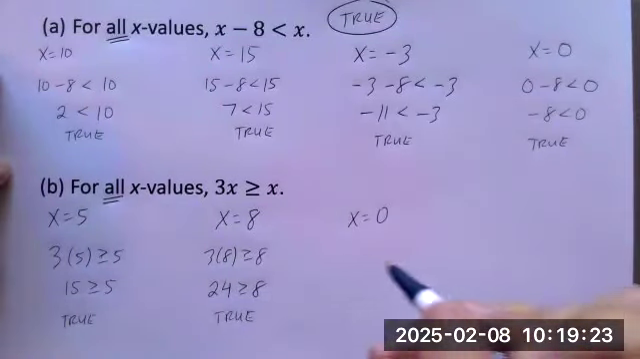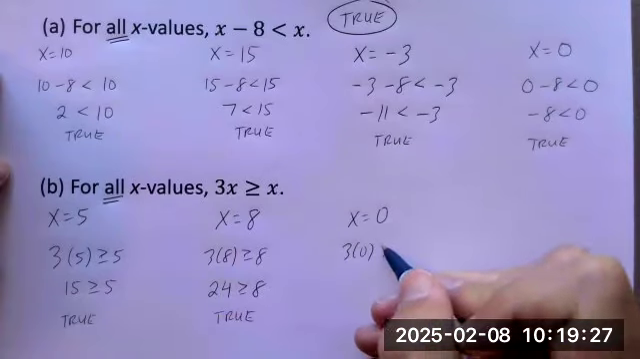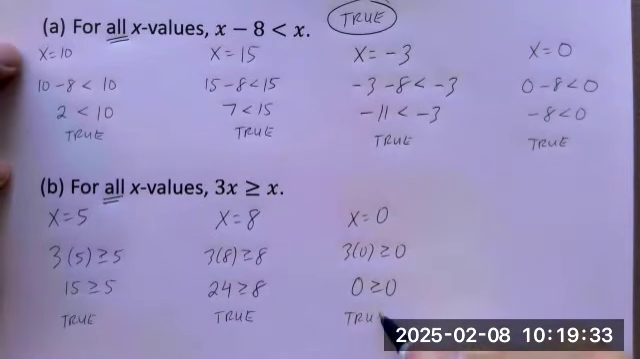Let's check 0. If I plug a 0 in both of those spots, 3 times 0 greater than or equal to 0. That's actually still true. I know it's equal to itself, but that does say greater than or equal. So 0 is greater than or equal to 0. That is a true statement.